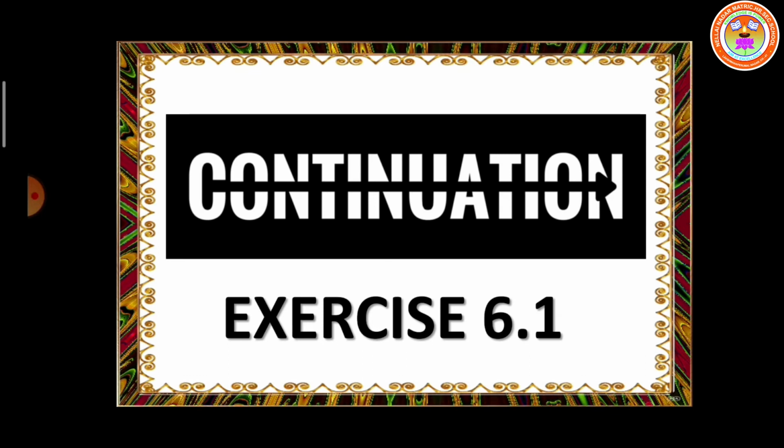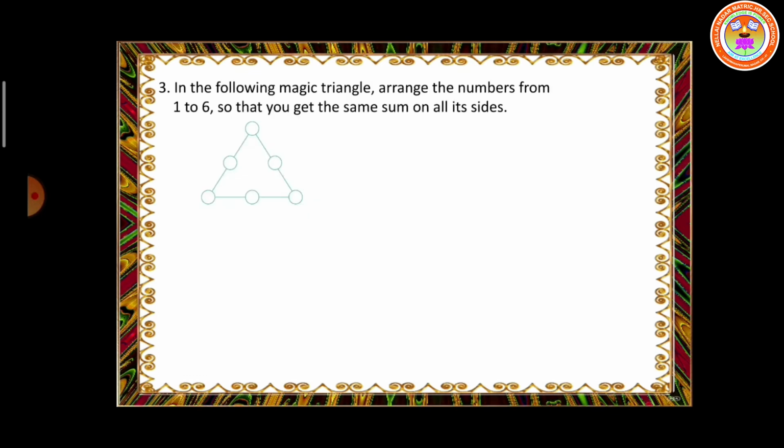Continuation of Exercise 6.1. Third sum. In the following magic triangle, arrange the numbers from 1 to 6 so that you get the same sum on all its sides. They have given a magic triangle. We want to arrange the numbers from 1 to 6.